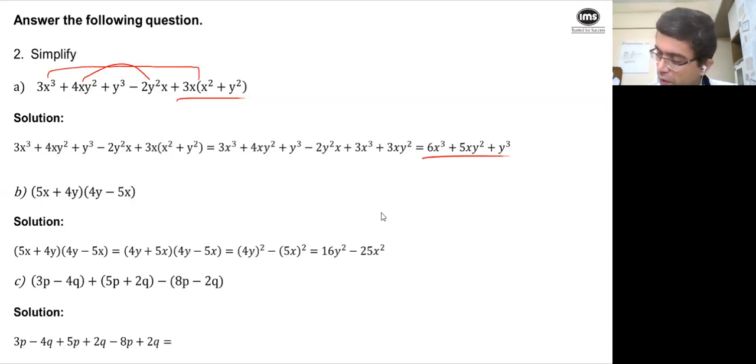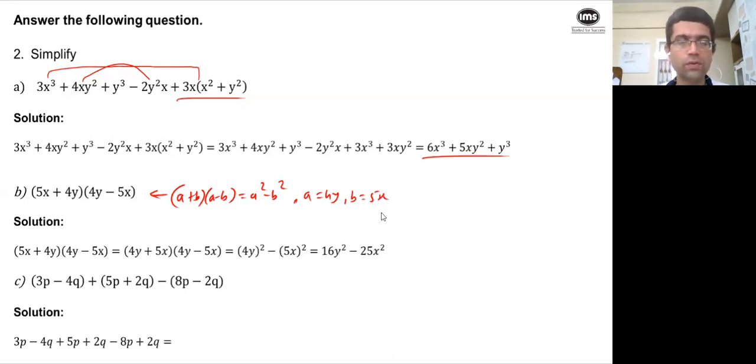Right? What you see here is a plus b, a minus b format. Correct? In this sum, which should give you the answer of a square minus b square. Just that it is written in the opposite order. So a is equal to 4y and b is equal to 5x. So 4y plus 5x in the first bracket, 4y minus 5x in the second bracket. So it is going to take the form of a square minus b square.